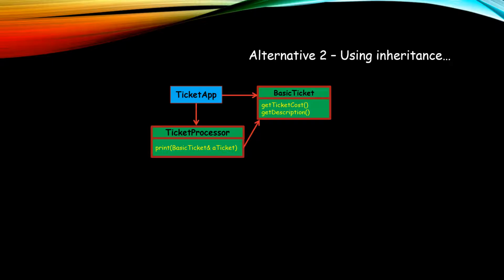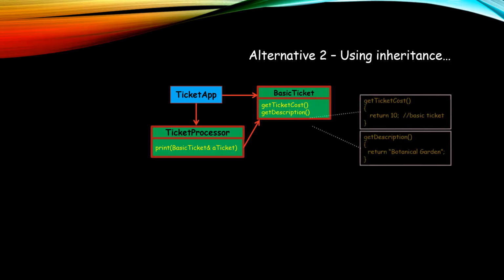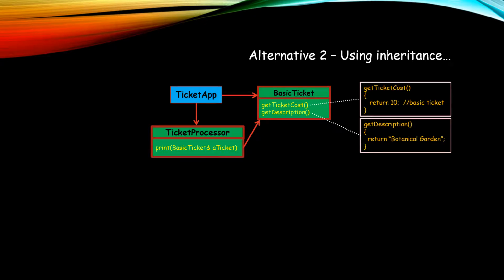In the beginning, we had just the basic tourist attraction, and that is entry into the botanical garden. So this is how the code for basic ticket class looked like. The get ticket cost returned $10. The get description returned botanical garden as the string.